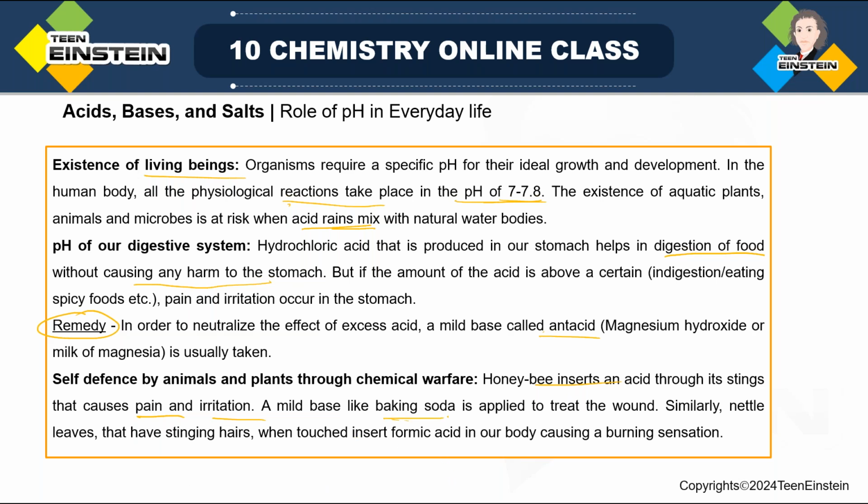So, a mild base like baking soda, which is always available at our home, we can apply it to treat the wound. Similarly, nettle leaves, a special type of leaves, have stinging hairs. So, if you by chance touch these leaves, the same type of feeling occurs, and that happens because of the formic acid that is inserted into our body when touched. Formic acid is HCOOH, a carboxylic acid, an organic acid, and there is a burning sensation. So this happens because of their natural self-defense. And if we apply some mild base, we can recover.